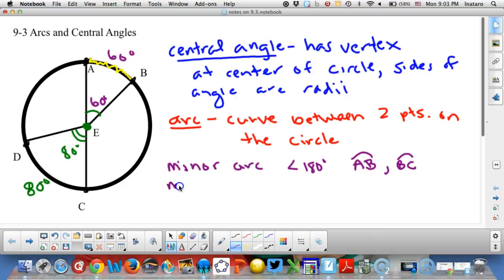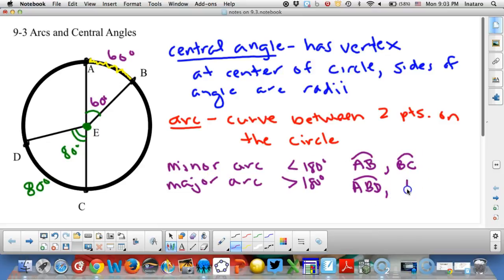Major arcs are those arcs that are greater than 180 degrees. Now, here we have to be careful. We want to make sure we use 3 points to name major arcs. For example, arc ABD would be a major arc because I go A, B, and I'm more than halfway around the circle, and then I go to D. So more than 180 degrees. At C we're at 180 degrees, and then all the way around to D. That gives us more than 180 degrees.